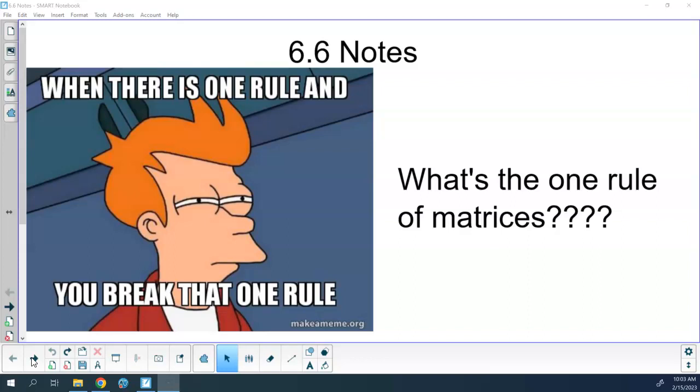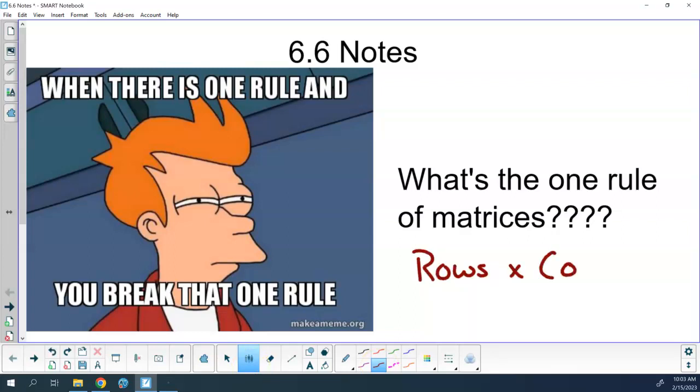So, okay, what's up? You got it figured out? What is it? Rows by columns. What's the one rule of matrices? The one rule of matrices is rows by columns.